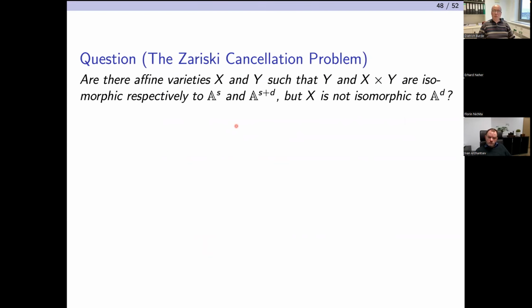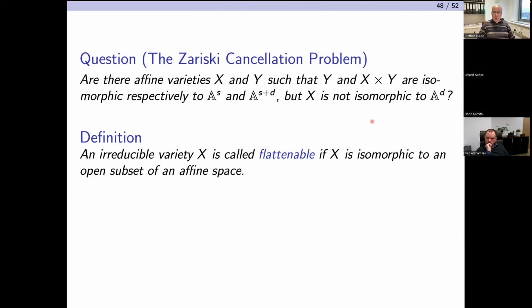So then these people working in this area told us, do you know the Zariski cancellation problem? And we said, no. And then, okay, we looked it up. This seems to be a famous problem in this area: if you have affine varieties X and Y, and you know that Y and X times Y are isomorphic to affine spaces, A^s and A^(s+d), can you cancel it? But X is not isomorphic to an affine thing. Is that possible? And I think for higher d, that's completely unknown.